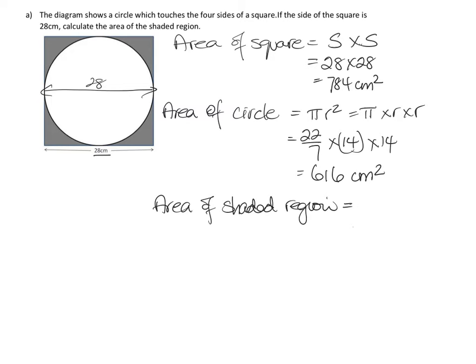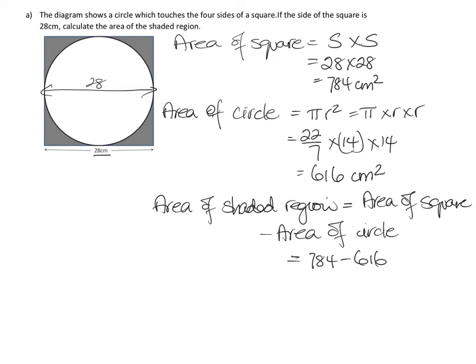So the area of the shaded region is equal to the area of the square minus the area of the circle, which is equal to 784 minus 616, which gives us 168 centimeters squared.